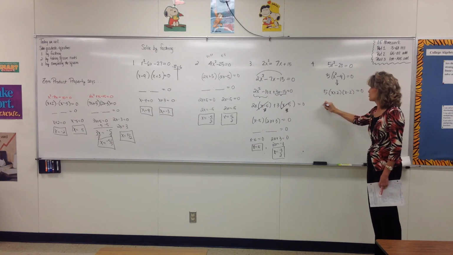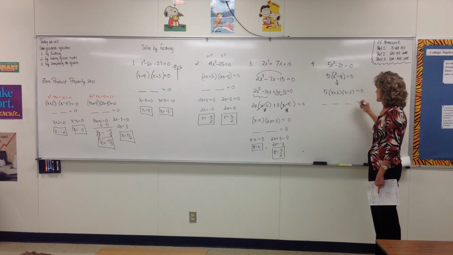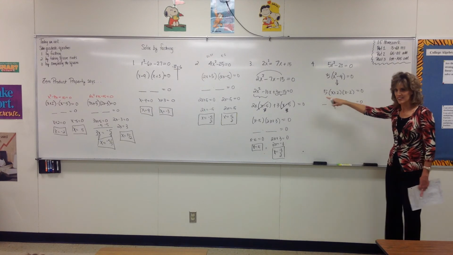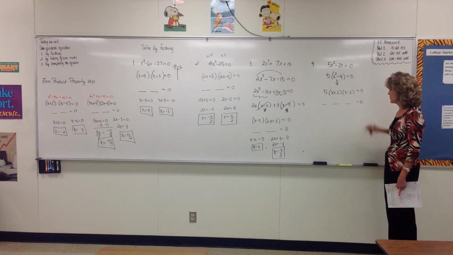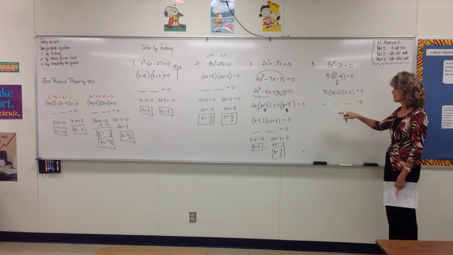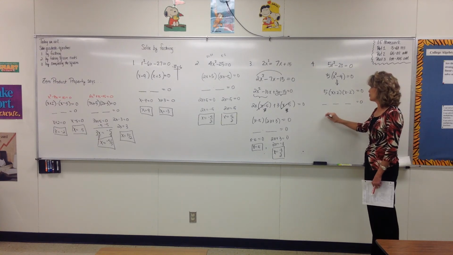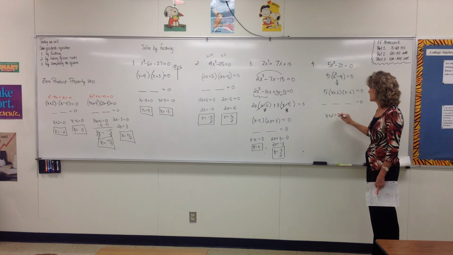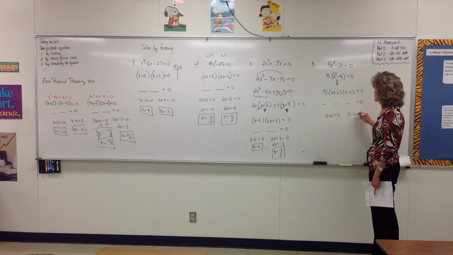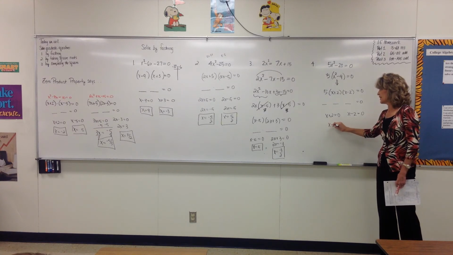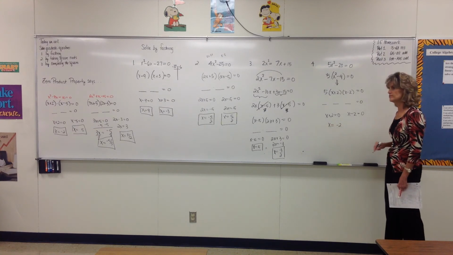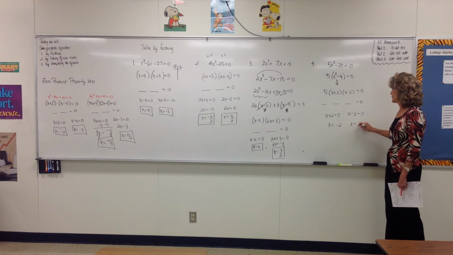Now I've got 3 factors, 1, 2, 3 that multiply to equal 0. Can 5 ever turn into 0? No way, so you don't worry about the 5. So really, only 2 of the 3 factors can be 0. Here's what you know. Either x plus 2 has to equal 0, or x minus 2 has to equal 0. So we find 2 solutions. X is either negative 2, or x is positive 2.